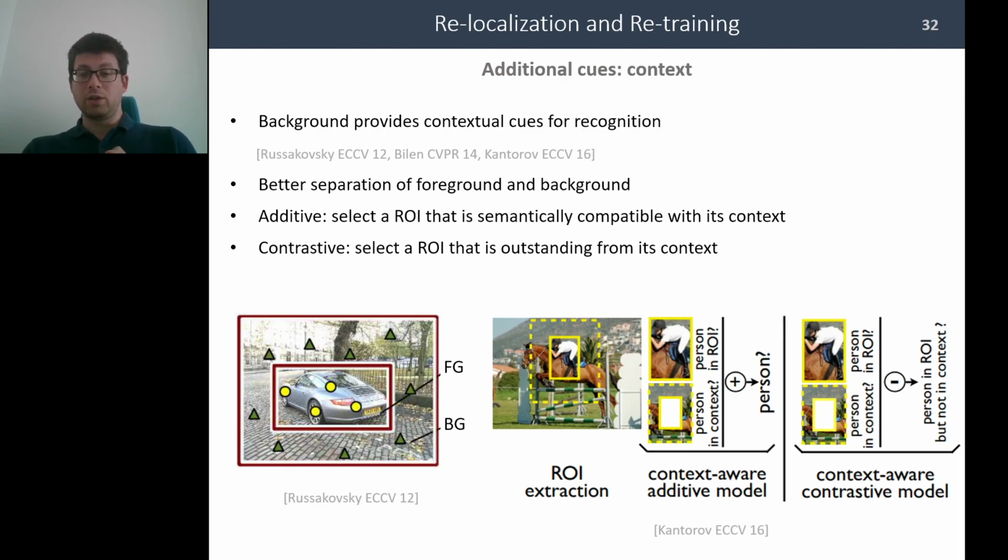Then Kantorov took this further and showed a method that takes an expanded ring around the foreground. The key idea here is that there is contrastive guidance used, which encourages the predicted object region to stand out from its surrounding context. This can be encoded by maximizing the difference between the class score of that object region and that of the surrounding context, basically.